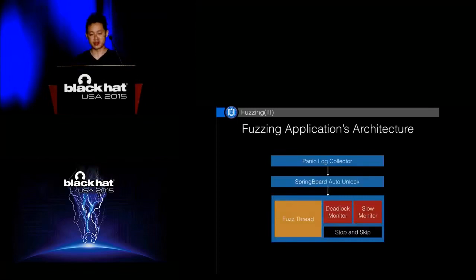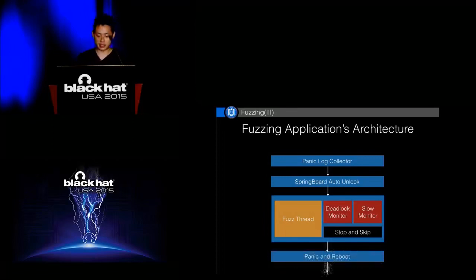Here is our fuzzing application's architecture. It is based on an iOS launch daemon, so it can be invoked by the OS on device boot. It first includes the panic log collector, which collects the panic log with the corresponding fuzzing parameter. And then the Springboard auto unlock, which unlocks the device automatically when the device boots. The deadlock monitor and slow monitor are used to improve the fuzzing activity. And the whole system can be run without human interaction.